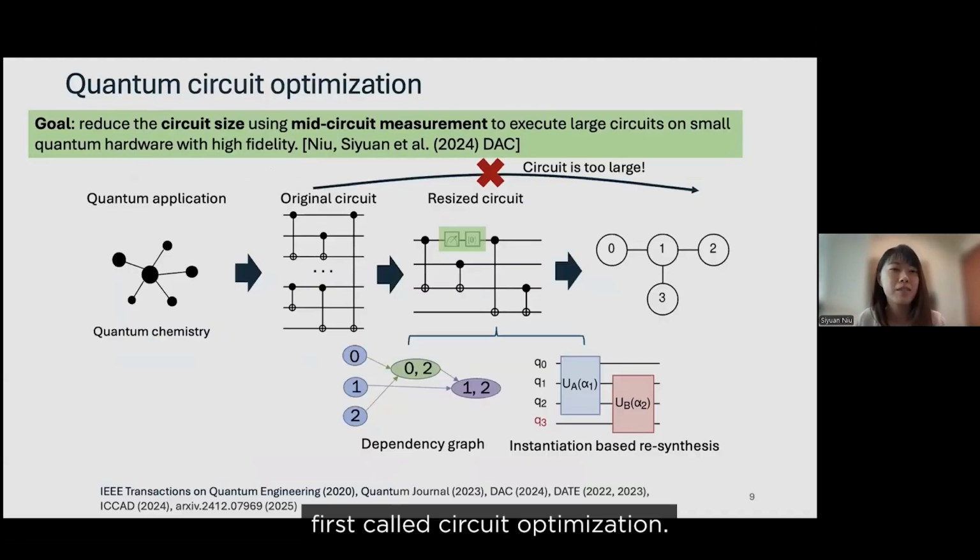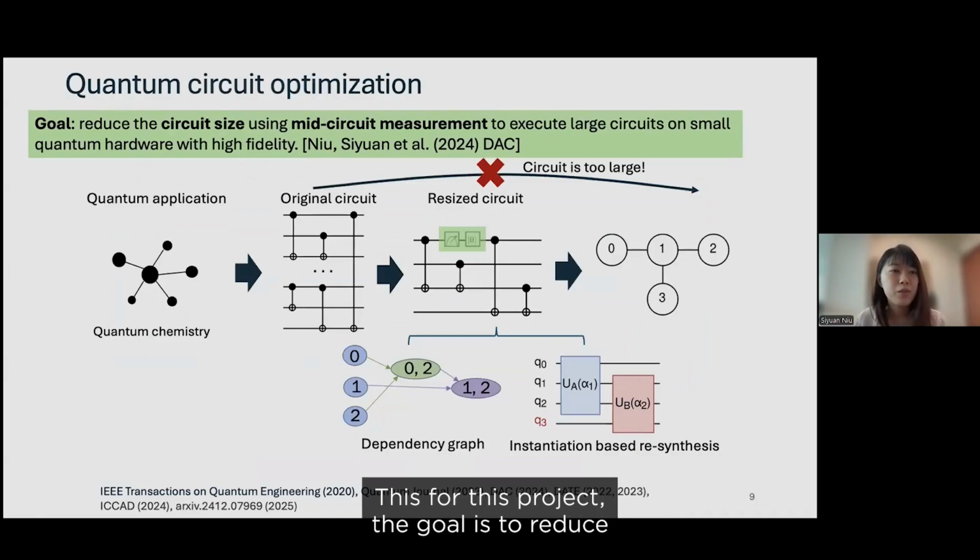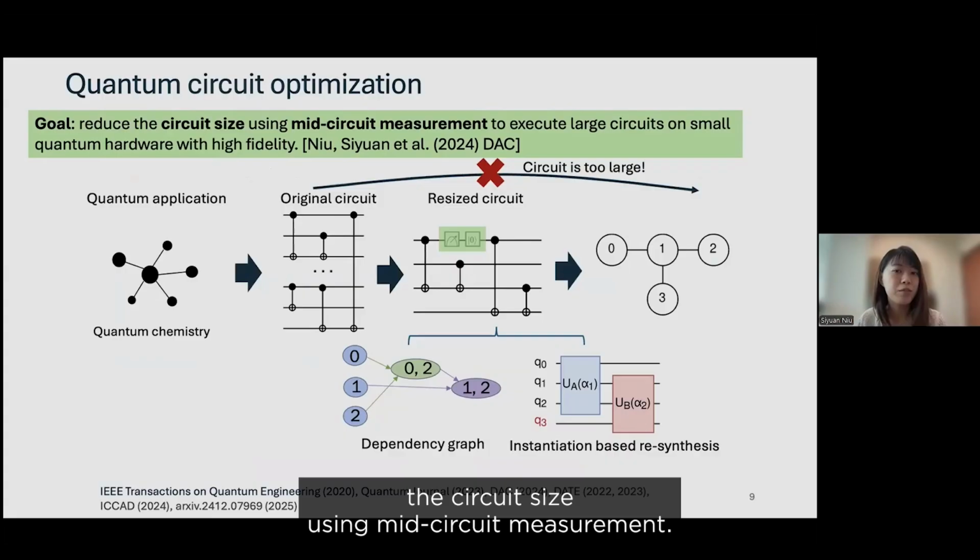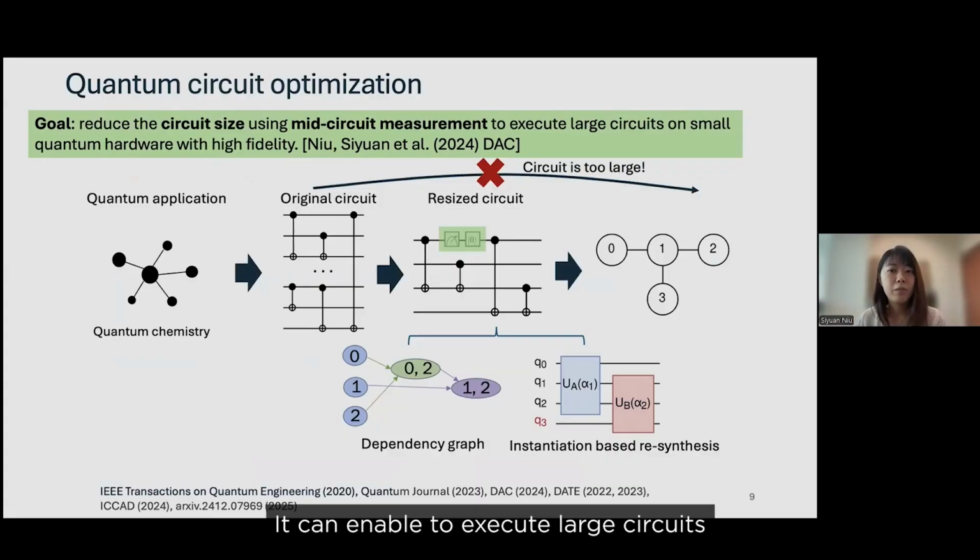First, quantum circuit optimization. For this project, the goal is to reduce the circuit size using mid-circuit measurement. It can enable executing large circuits on small quantum hardware with high fidelity.